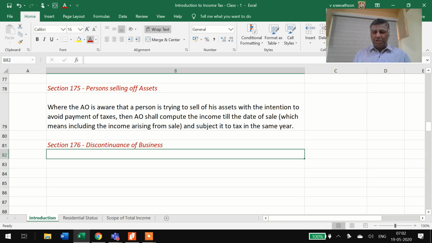The last section in this is section 176. Somebody is discontinuing the business when the year is in progress. Okay, discontinuance of business, which means that I am stopping to do business when the year is progressing. In such circumstances, how does our system work?